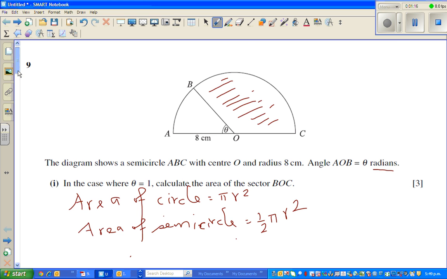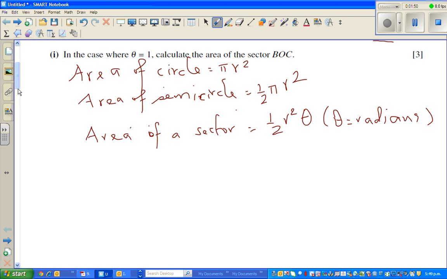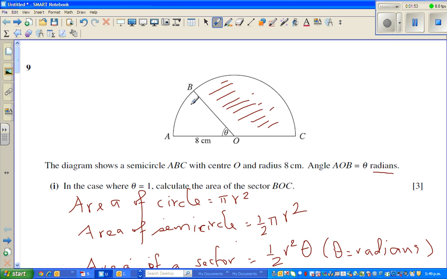And for the area of a sector, if the angle is in radians, the area of a sector is half r squared theta. I don't want to go into proving this, but you should remember it, or it may be in your formula sheet, where theta should be in radians. That's the condition. So if I can find the area of this sector and take it away from the area of the semicircle, that will give me this.